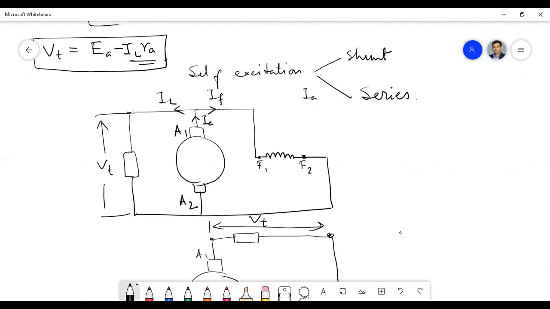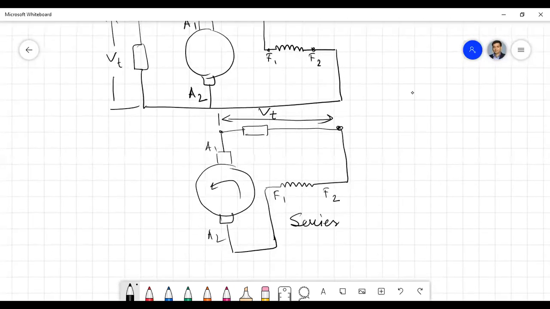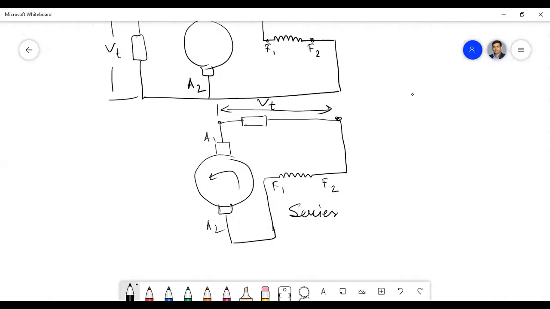Series excitation. The field coil for self excitation can be connected in parallel with respect to the load, or can be connected in series with respect to the load. Depending on that, the excitation modes are called series excitation and shunt excitation.